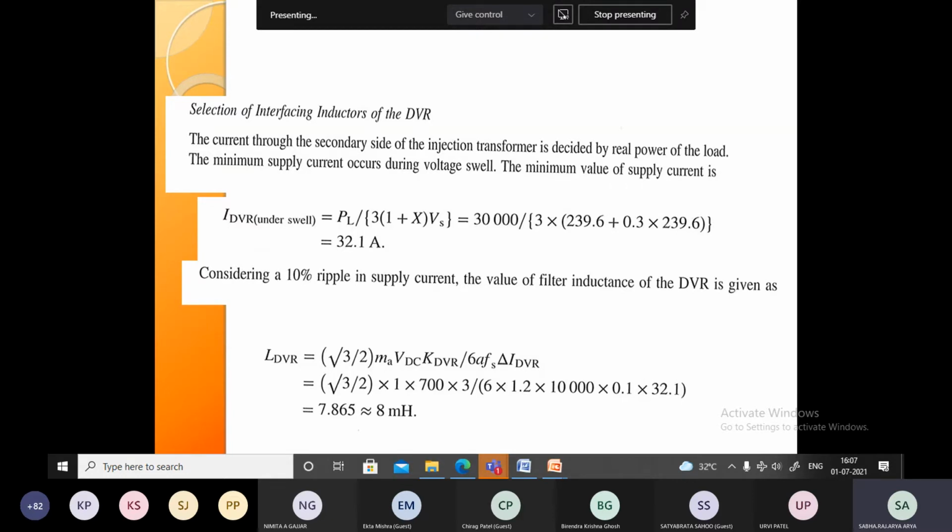In this case, we need a somewhat higher side inductor compared to a normal DVR. In a normal DVR, we want 1 or 2, 3, 4 millihenry. But here we need a somewhat higher value of interface inductor, so that we can limit the current that is demanded from the shunt side.